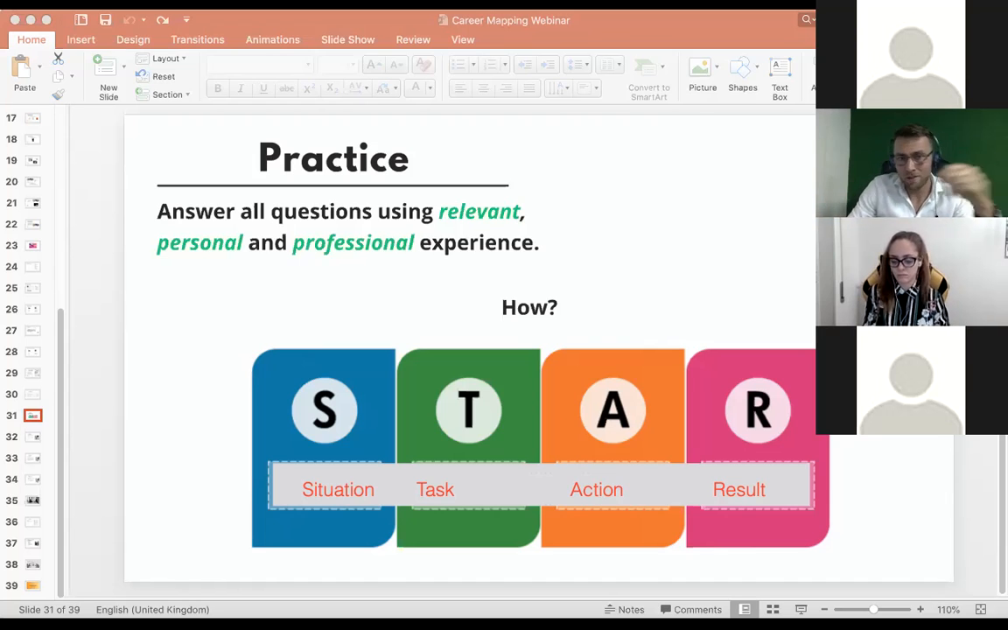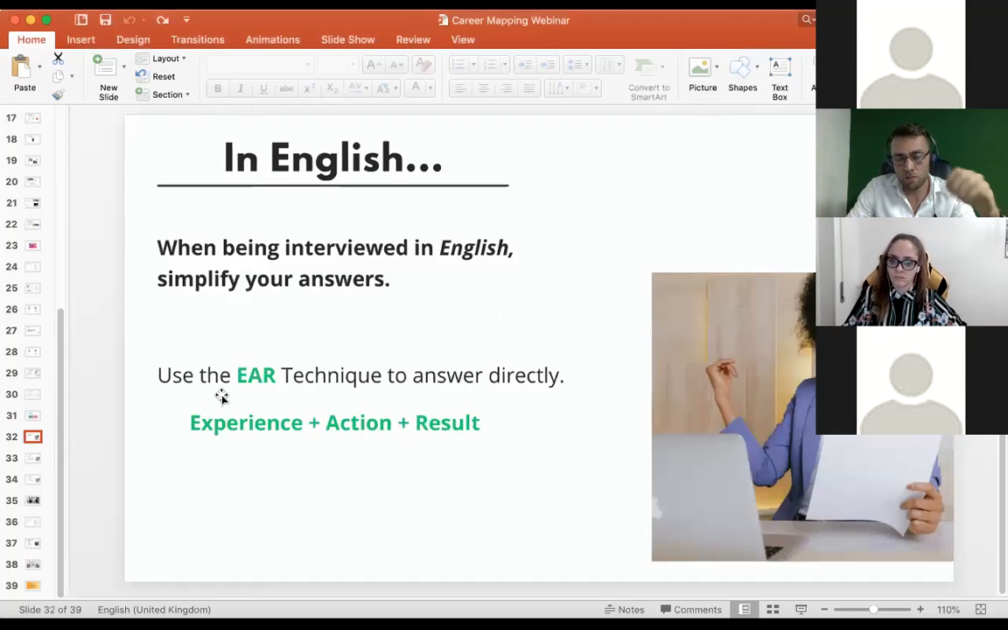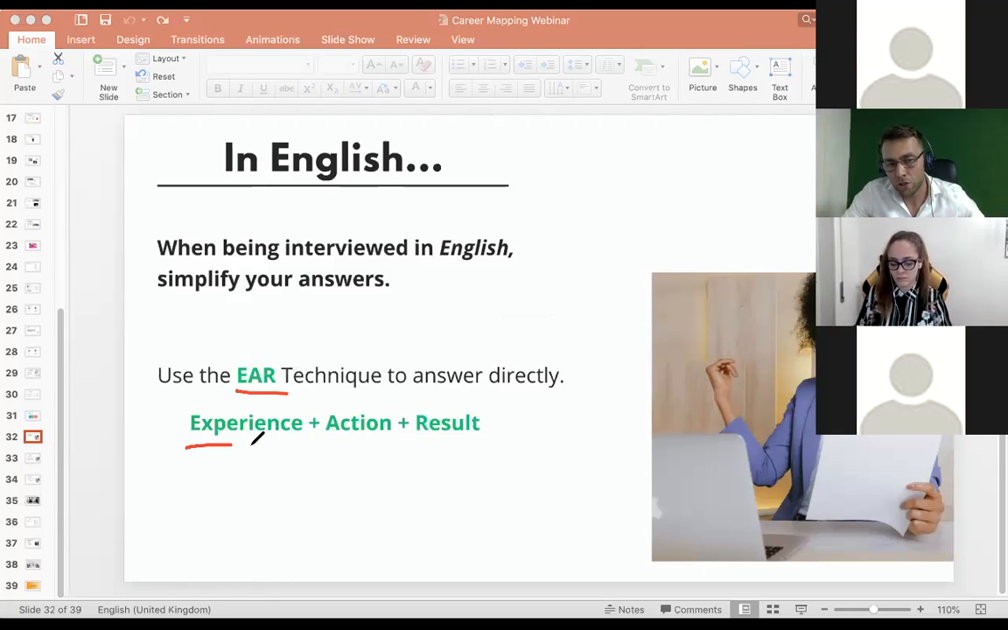Okay. Now, this is very famous, this technique, but it can be difficult for non-native English speakers. So what we've done is simplified it into the EAR technique, EAR technique. So we simplified it into describing an experience. What was your experience? What did you do in this experience? And what was the result? Okay, remember I'm structuring my idea at this point.